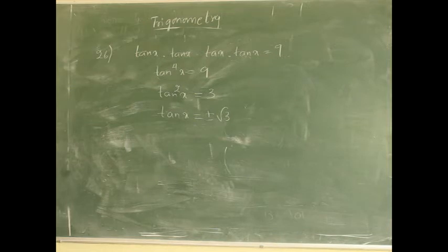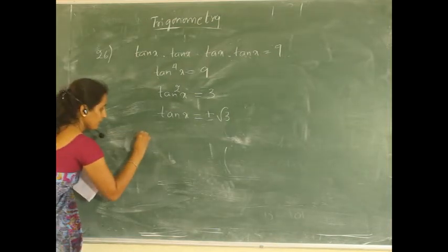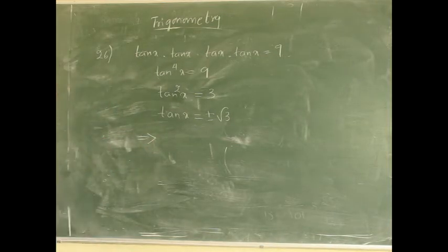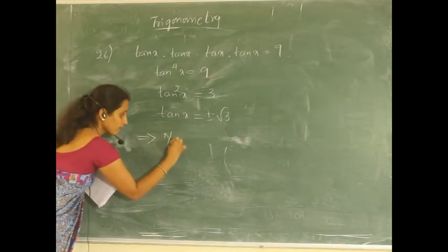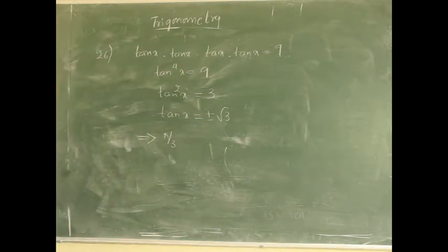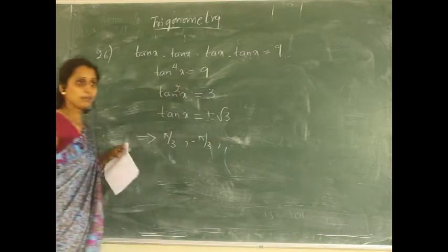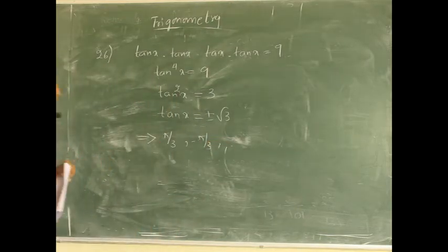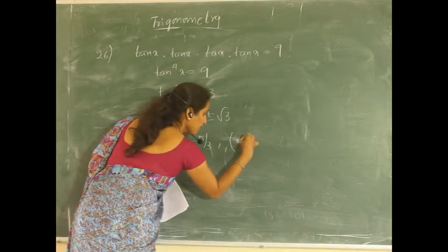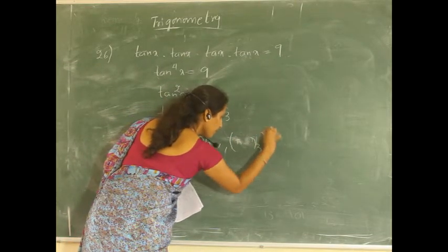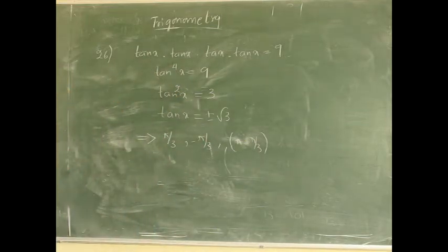If tan x is plus root 3, this implies x is pi by 3. When tan x is minus root 3, tan x is negative in which quadrants? Second quadrant and fourth quadrant. So one angle will be minus pi by 3, that is in the fourth quadrant. One more will be pi minus pi by 3, which is 2 pi by 3.